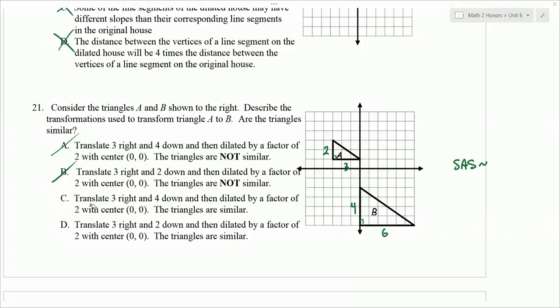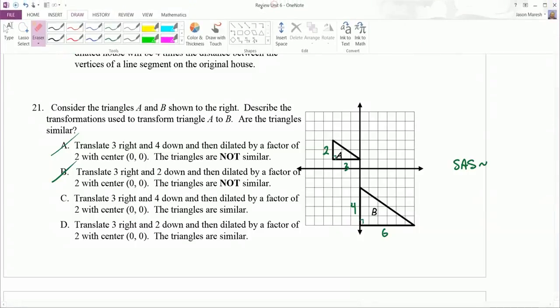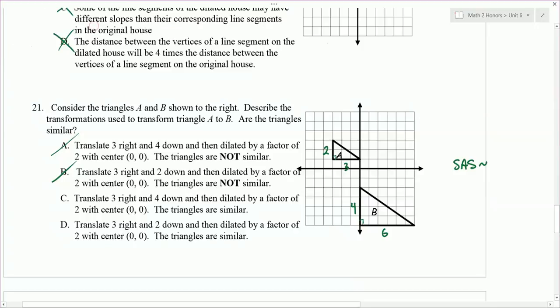Well, if the center of our dilation is 0, 0, and let's look at a point on this here. Let's say this top point here is at 2, and so the top point of the next one would be half that. We'd want it here, so we're going to need to go right 1, 2, 3, down 1, 2, 3, 4. So this is what our triangle should look like, and everything should work out good there. So we are throwing out D, going with C.